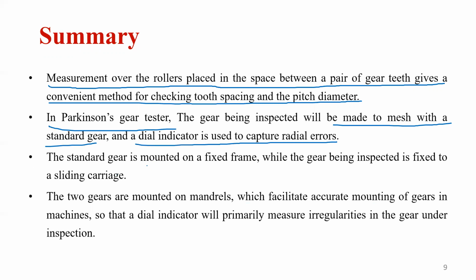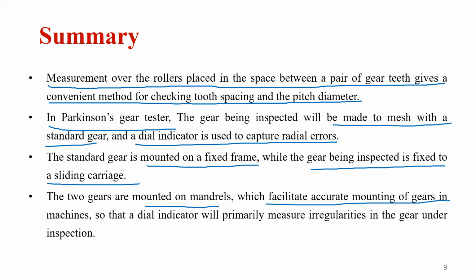The standard gear is mounted on the fixed frame, while the gear being inspected is fixed to the sliding carriage. The two gears are mounted on mandrels, which facilitate accurate mounting of the gears in machines, so that the dial indicator will primarily measure the irregularities in the gear under inspection.